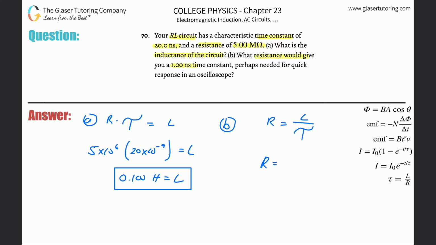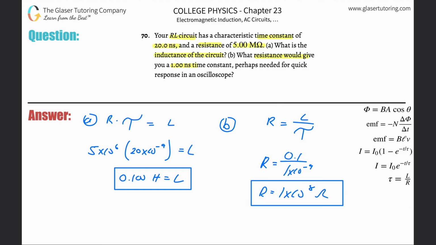So here's the formula. This is the inductance that we just found, 0.1, divided by now the new time constant, 1 nanosecond, but we need that in seconds, so simply multiply that by 10 to the minus 9th. And when we do the division here, we're going to get a value of about 1 times 10 to the 8, and that will be in terms of ohms. Okay, you can convert it into mega ohms or do whatever you want with it.